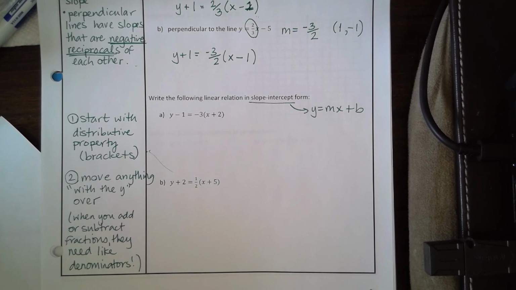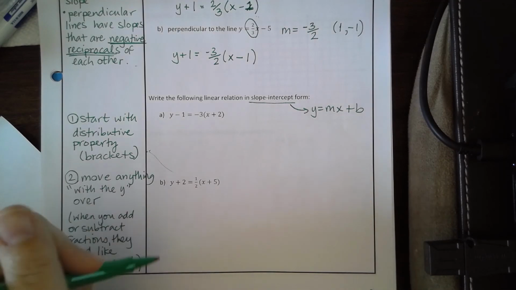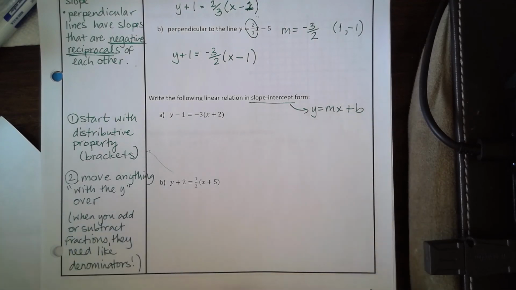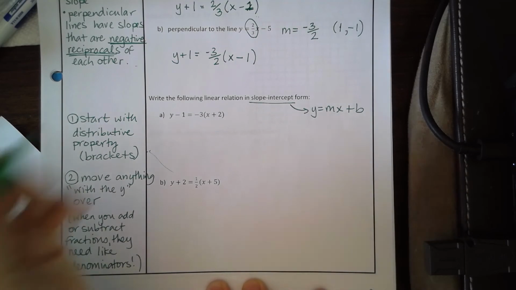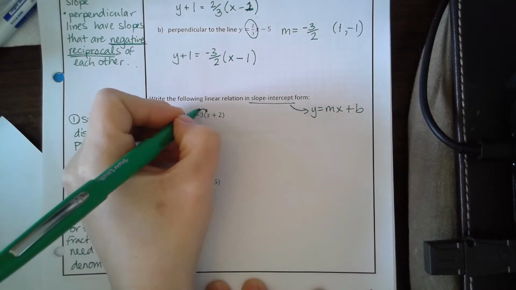For part A, this one's kind of lovely because there are no fractions. In part B, we'll get some fractions, and we'll see that fractions can mess things up a little bit. But with practice, that becomes normal and totally fine. You'll be great. Okay, so let's start with some distributive properties and get rid of our brackets first.